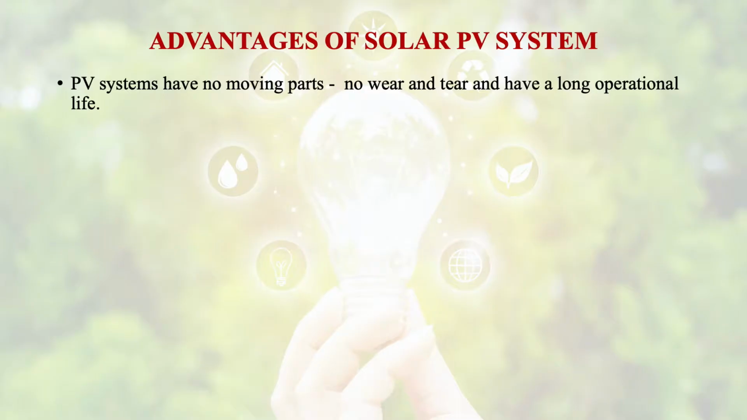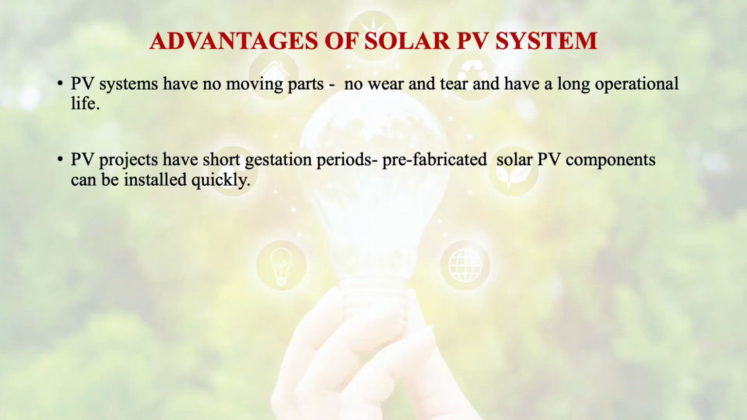There is no noise, no motor or generator kind of action used here. The fuel is what? The fuel is sunlight. So that means there is no pollution. The clean energy. PV systems have no moving parts, hence they suffer no wear and tear and have a long operating life. A typical solar PV module has an effective life of about 15 to 20 years or 25 years.